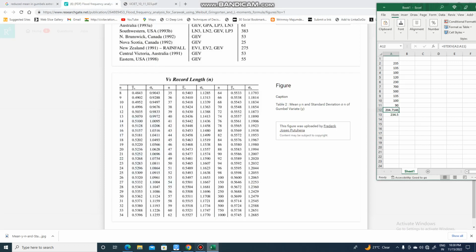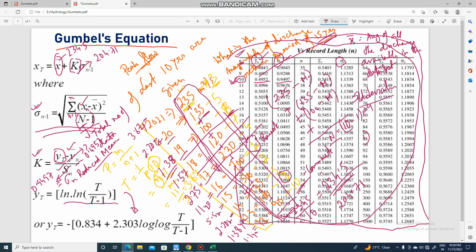Here you see you have to use this formula to find Yt, because you know what is Yn bar and Sn. These two are known to you, reduced mean and reduced standard deviation. Now you have to know what is Y subscript t. Now this Y subscript t can be found out by log normal of T by T minus 1.